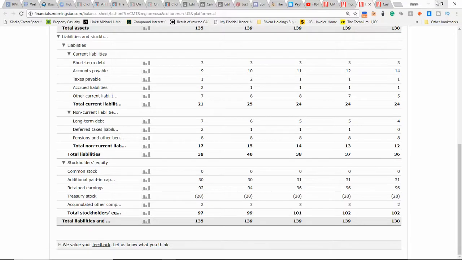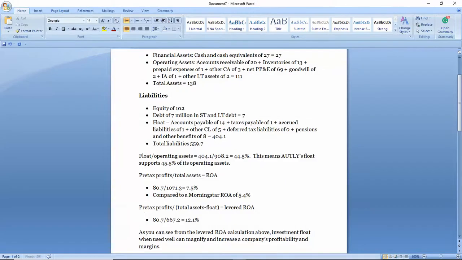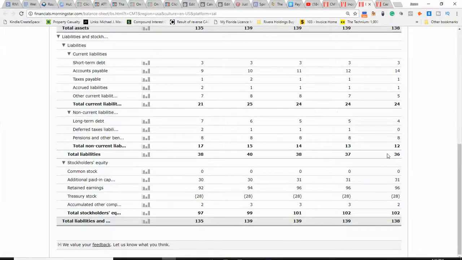Eight equals, well, again, let's make sure these add up. So 14 plus 1 plus 1 plus 5 plus 8 equals 29, plus 7 equals 36. They should have 36 million in total liabilities. Yep, so we're on point here.